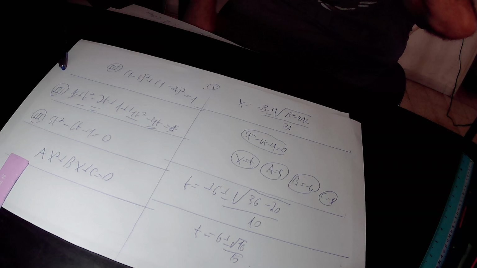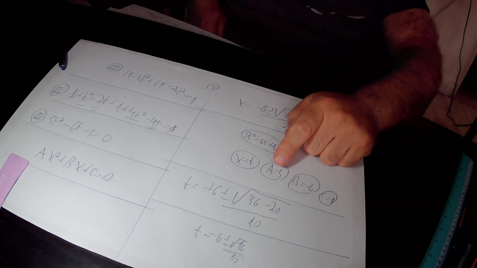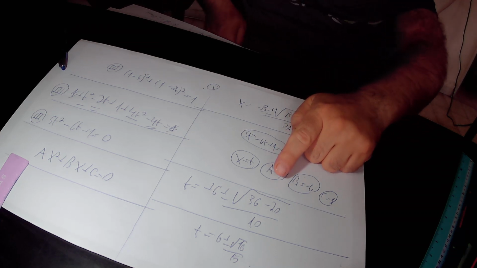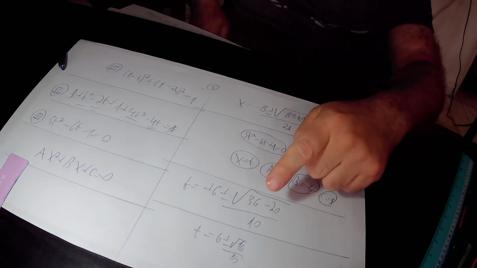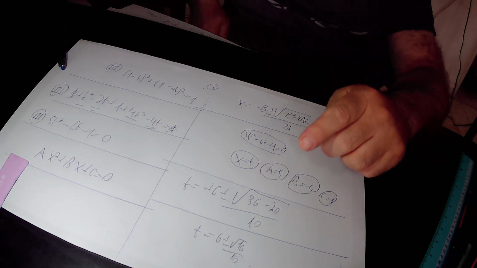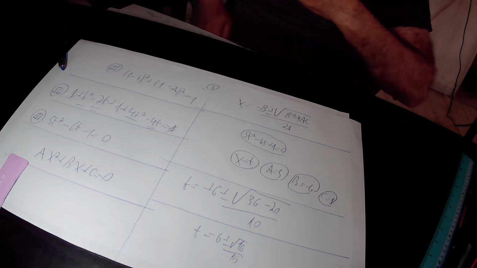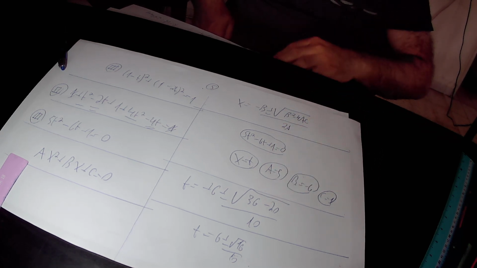So we find that t equals 6 plus minus the square root, inside the root we have 36 minus 20, and 36 minus 20 is 16, divided by 10. So here we have two possible solutions for t.